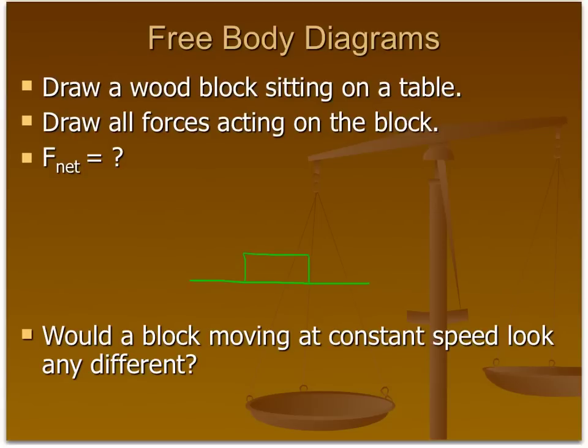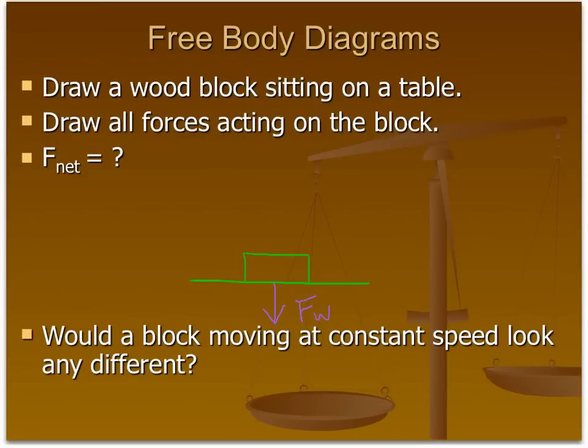Now I know that this wooden block has mass, and therefore it's going to have gravity acting on it. And so we know it's going to have a weight, which we learned we label FW, right? So it's mass times gravity. Weight always acts downward.